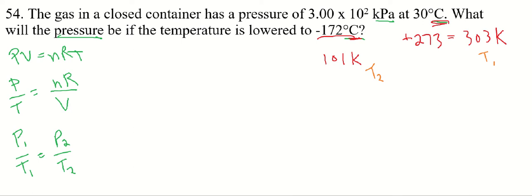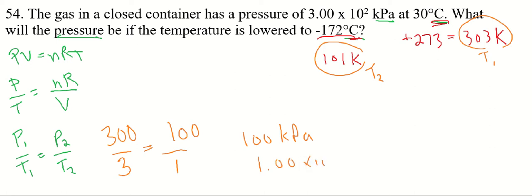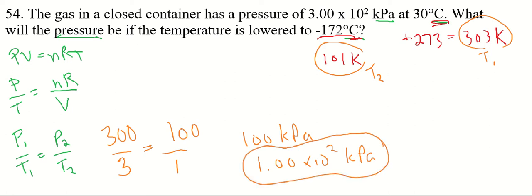It turns out this is 3 times as great as that. So the temperature is 3 times as high on the Kelvin scale before. You also know that P1 has to be 3 times as great as P2. So we already know the answer to this because P1 is 300 kilopascals. Then this must be 100 kilopascals. We need 3 sig figs on this, so you would probably write that 1.00 times 10 to the 2 kilopascals. And that's your answer.